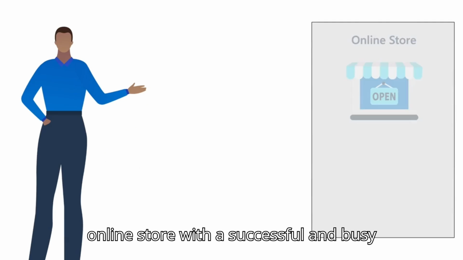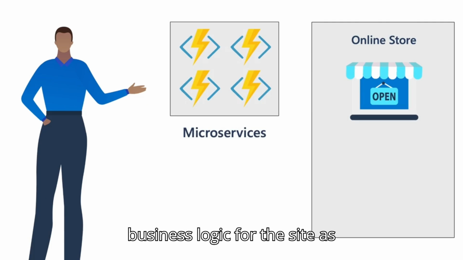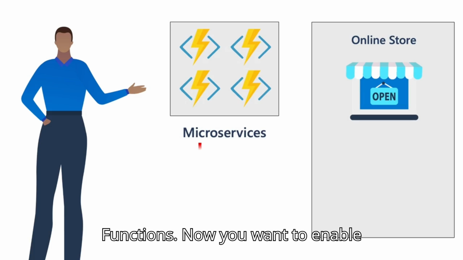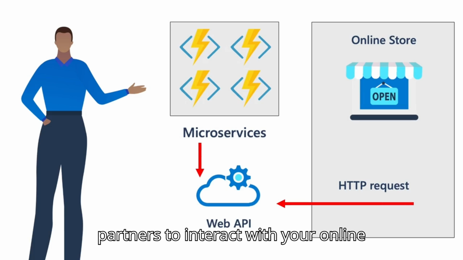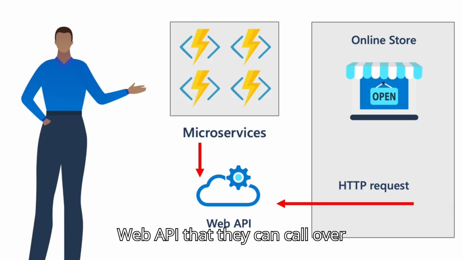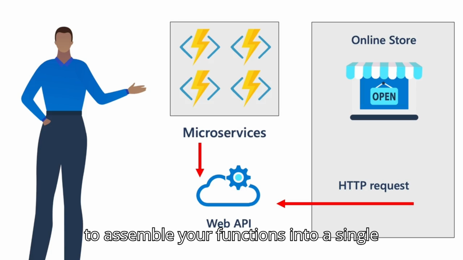Suppose you work for an online store with a successful and busy website. Your developers have written the business logic for the site as microservices in the form of Azure Functions. Now, you want to enable partners to interact with your online store from their own code by creating a web API that they can call over HTTP. You want to find an easy way to assemble your functions into a single API.